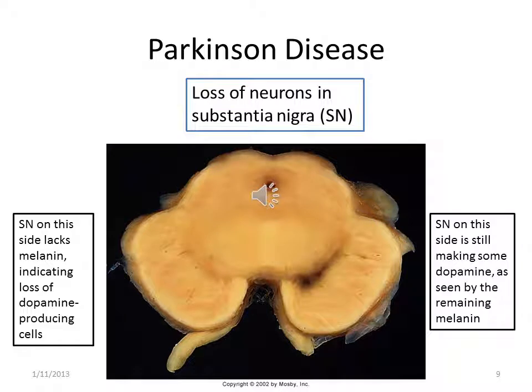This is a section through a midbrain of someone with Parkinson's, and you can see on one side of the slide that there is some black stuff left in the substantia nigra, and on the other side there is virtually no black stuff left in the substantia nigra. What this means is that the Parkinson's symptoms will be worse on one side of the body than the other. The side that has some dopamine-producing cells left will have fewer signs and symptoms than the side lacking all dopamine-producing cells.